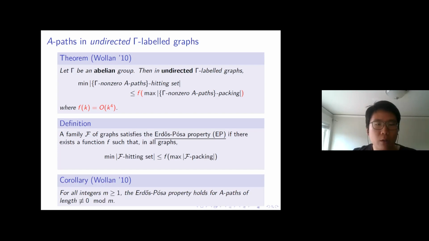Okay, and one immediate corollary of this theorem of Wollan is that if you give me any positive integer m, then the family of A paths of length non-zero mod m satisfies the Erdős-Pósa property.